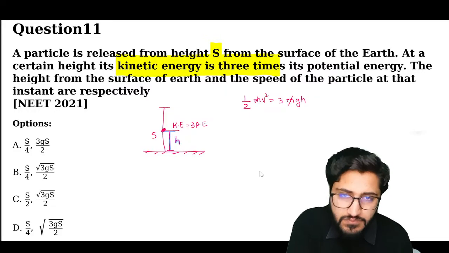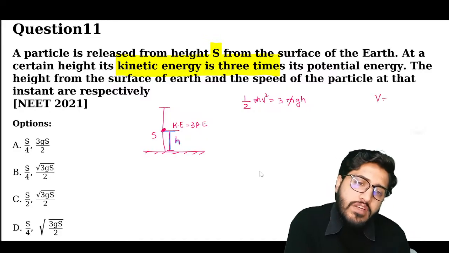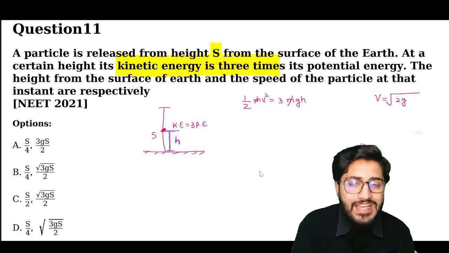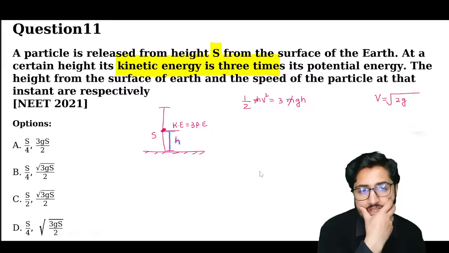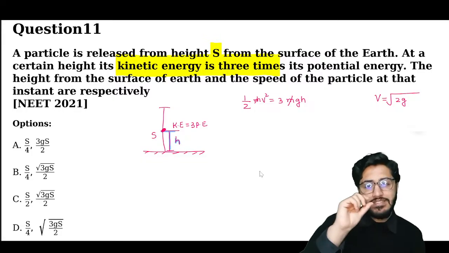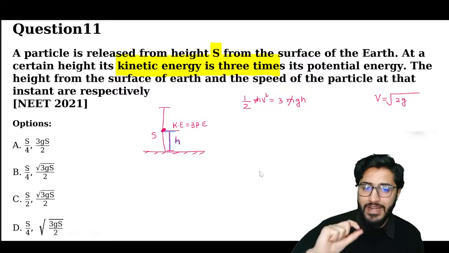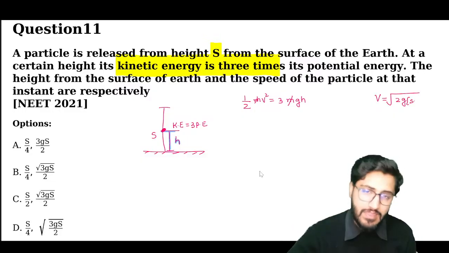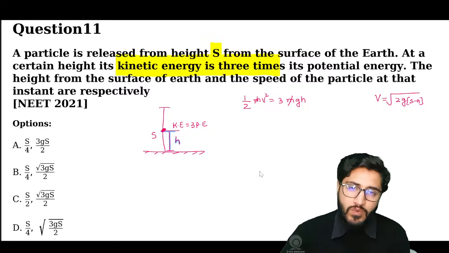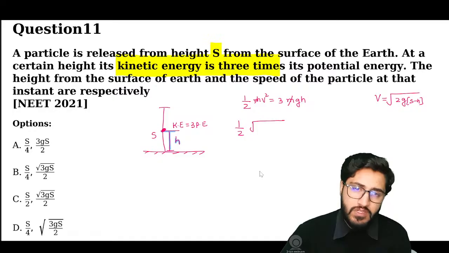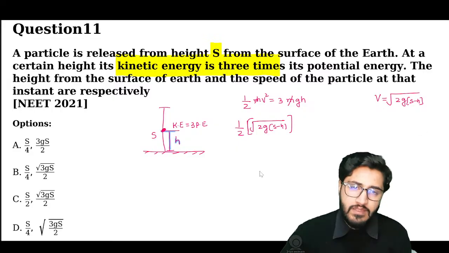What is v now? We know that v is equal to under root of 2gh. What is h here? I guess h is the distance traveled, so it equals s minus h. Yes, it is s minus h. So it is 1 by 2 v square, under root of 2g(s minus h) whole square, equals 3gh.